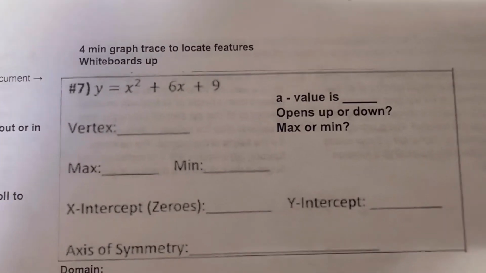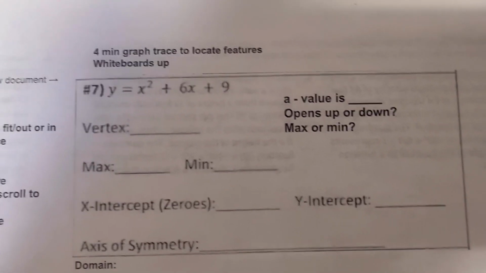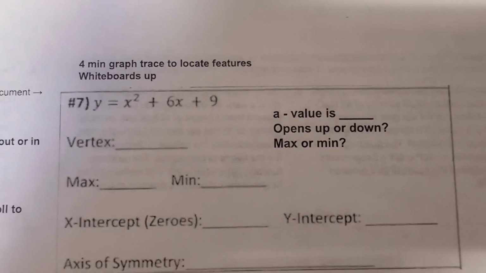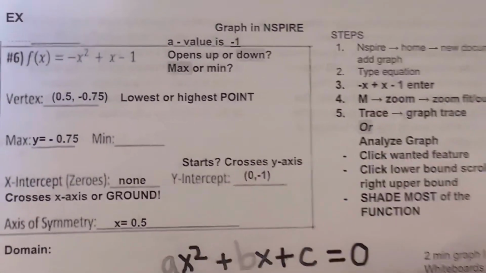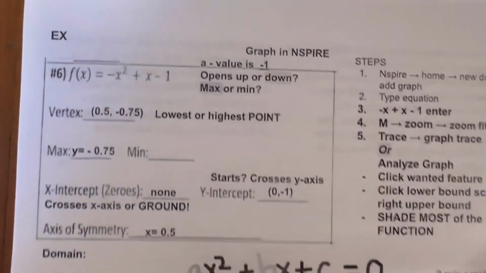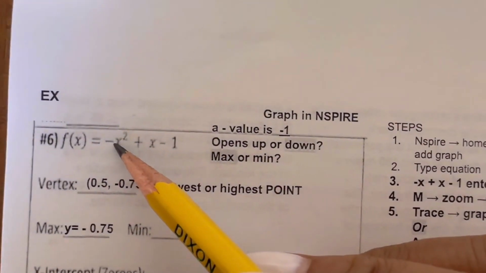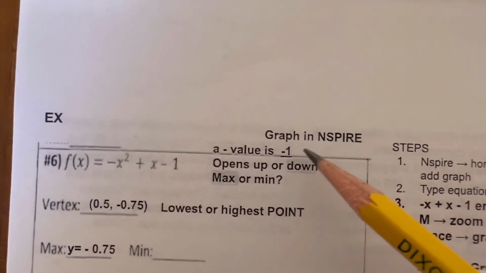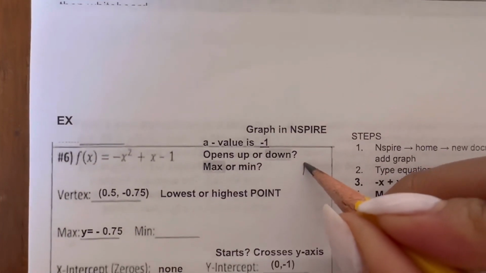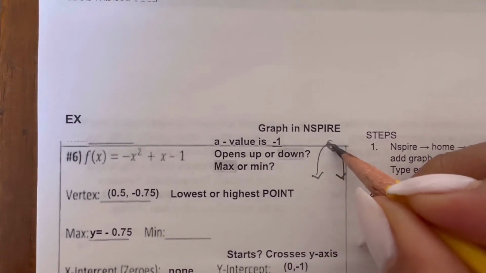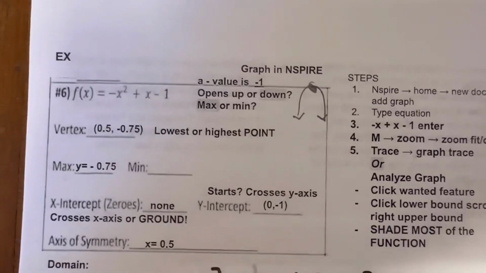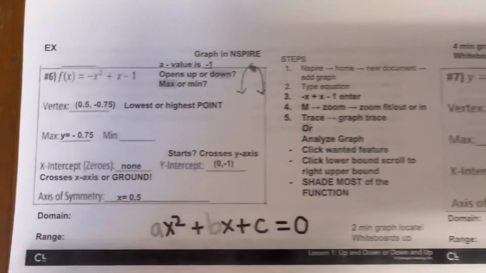Your first step is to go ahead and look at your equation and begin to analyze it based off of the equation alone. So look at your a value, the number in front of your x squared term. For example, with our exemplar, our a value is negative 1. There's a 1 there that you cannot see, negative 1. So that means that our graph would open down this way, which means it would have a maximum. So make sure you're sketching your graphs on each of these questions.